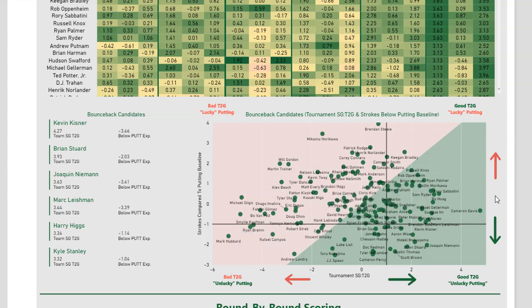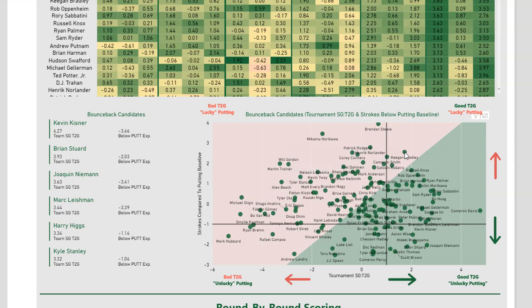Up here in the upper right-hand quadrant, these are guys who are playing well tee to green, which is good, but they are getting lucky at putting. And these are generally the guys you're going to see at the top of the leaderboard. So you have someone like Cam Davis, who through 2 rounds had gained 4.7 strokes tee to green, but was losing a third of a shot to his putting baseline. That's still a negative, so that's okay.